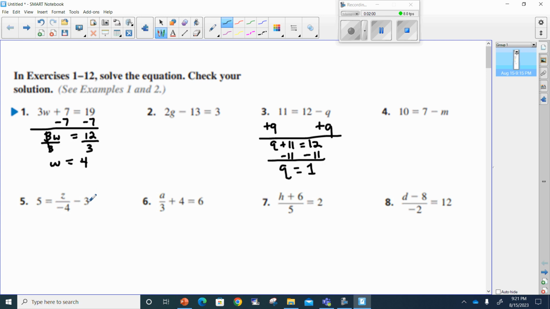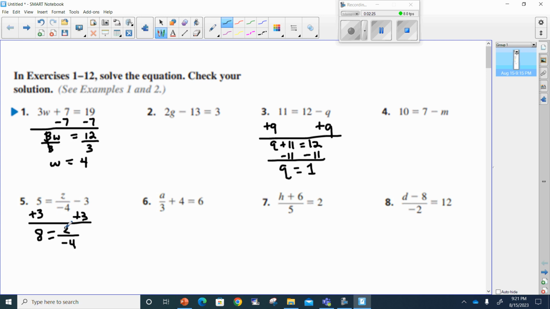Once again, I'm going to combine my like terms. I'll add 3 to both sides to get rid of that negative 3. Remember, the opposite of negative 3 is positive 3. I get rid of it and that leaves me with Z over negative 4. That's going to be equal to 5 plus 3, which is 8.